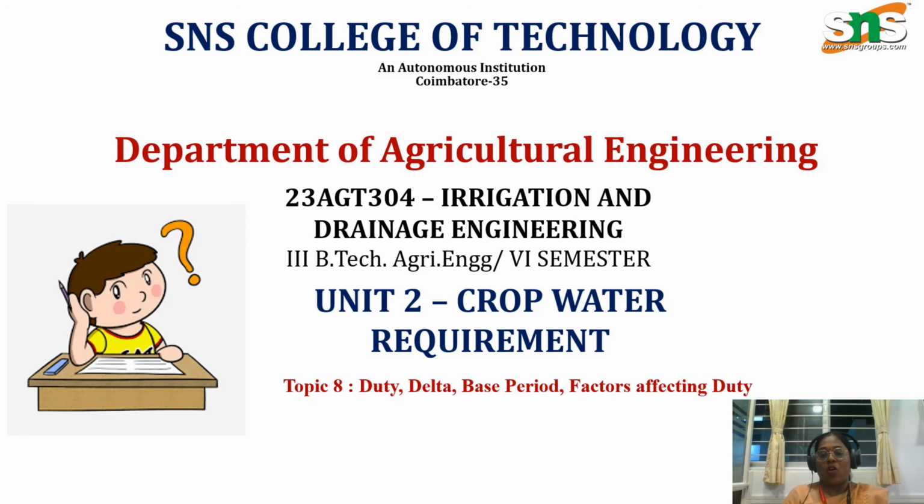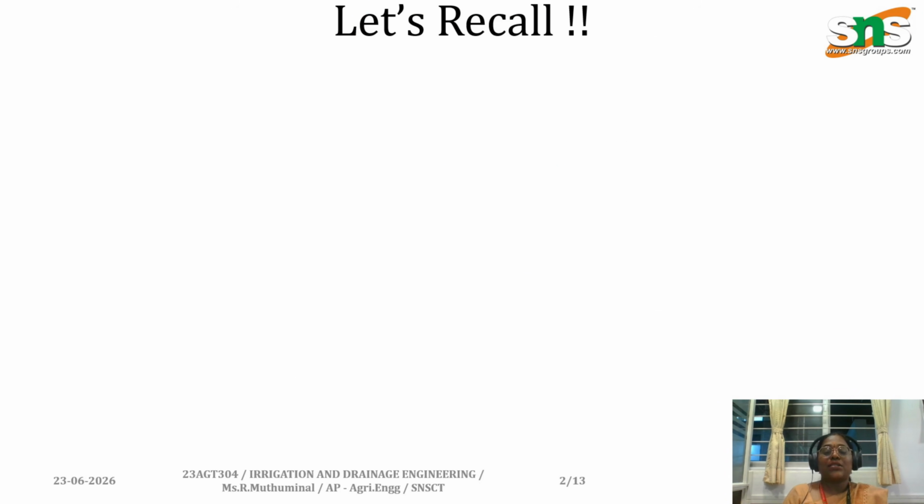Today let us see the topic on duty, delta, base period and the factors that are affecting duty under the unit crop water requirement, under the subject Irrigation and Drainage Engineering for the students of third year, 6th semester. In today's lecture, we shall discuss these important concepts in irrigation engineering, that is duty, delta and base period along with its factors. These concepts are fundamental because they help the engineers to estimate crop water requirements and design efficient irrigation systems. So before going into the session, let us have a small recap of what we have seen previously.